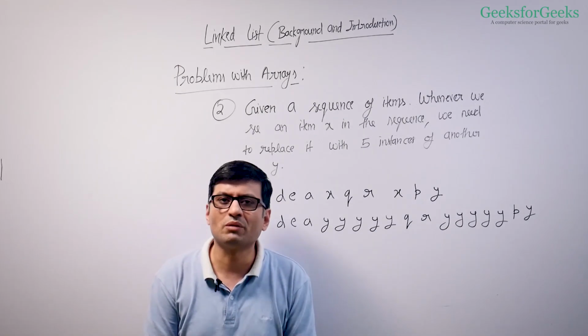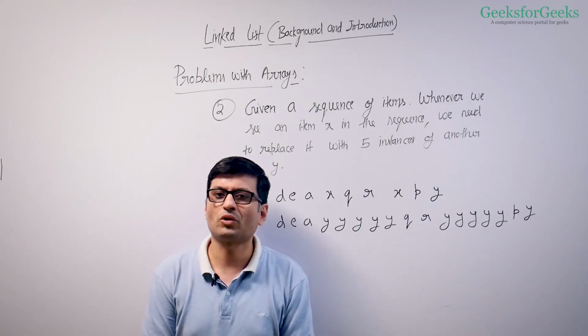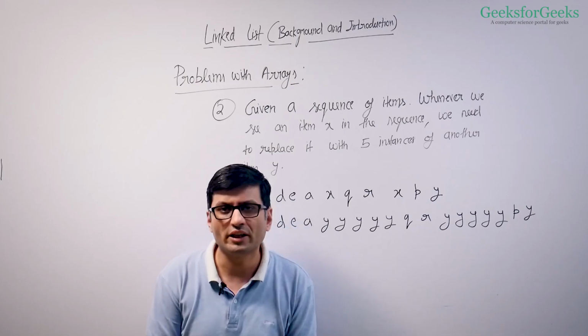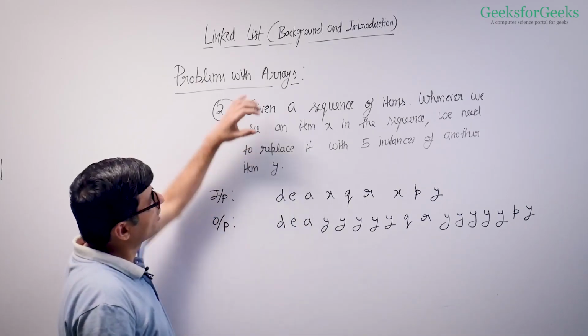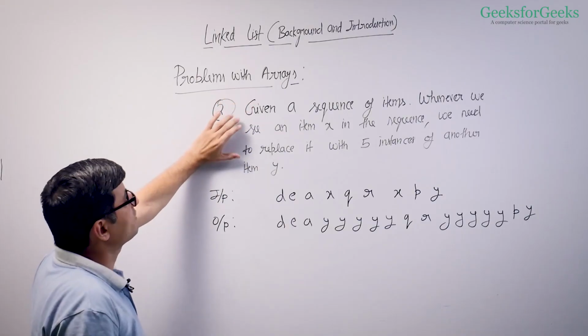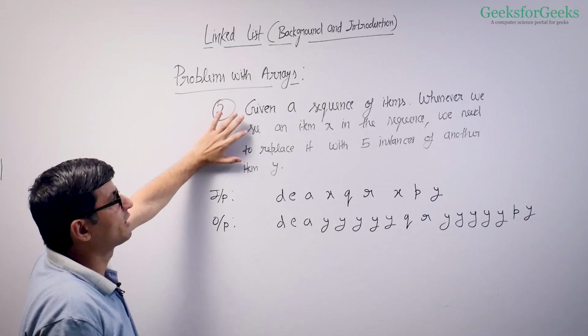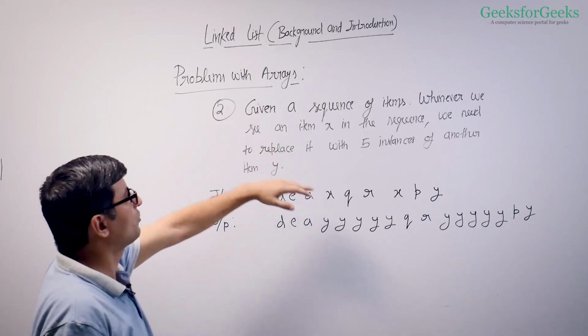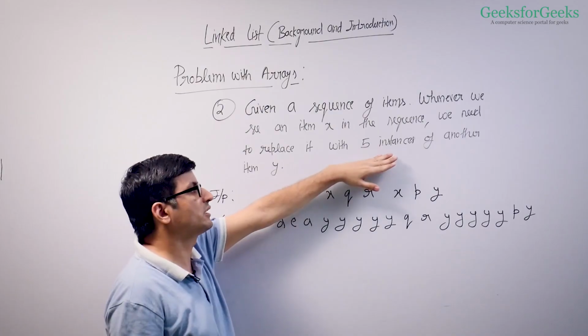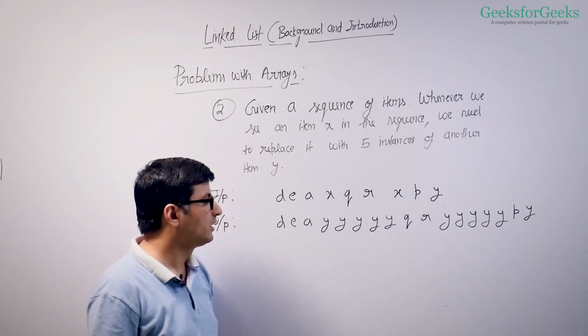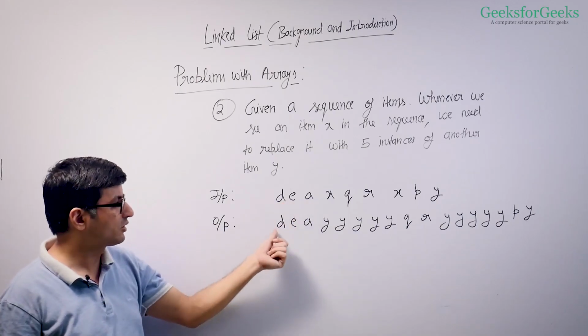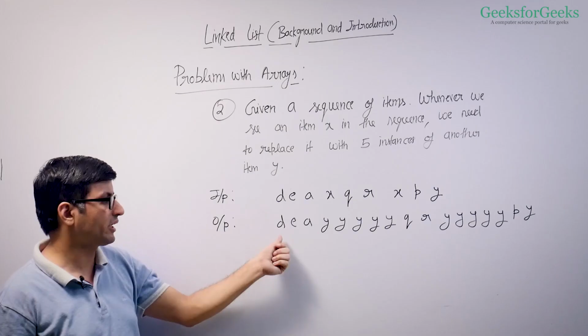Let us consider one more problem which is not very easy to implement using arrays. The problem says we are given a sequence of items. Whenever we see an item X in this sequence, we need to replace it with 5 instances of another item Y. Say we have the sequence, so we do not change anything else except X.